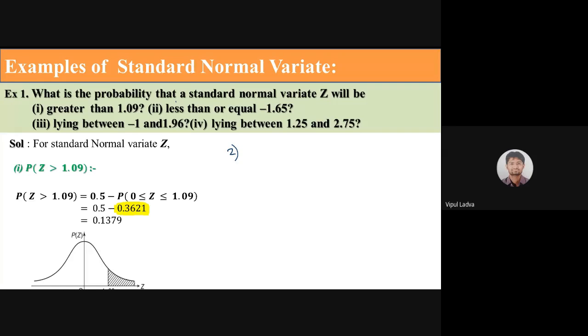What is the second question? Z less than or equal to minus 1.69. So secondly, we are finding the probability that z is less than or equal to minus 1.69. This is what we are finding for the second question.